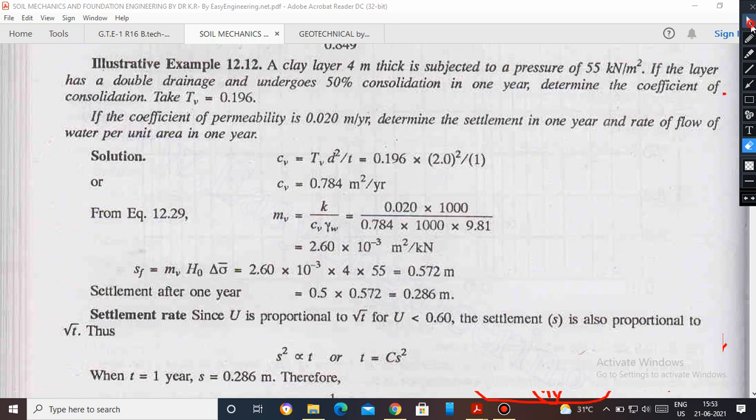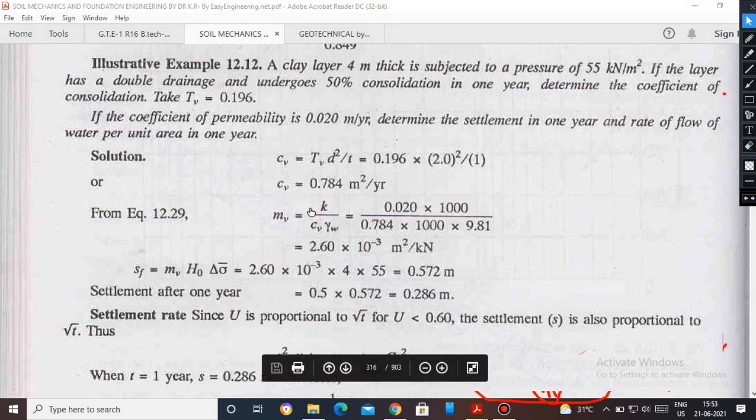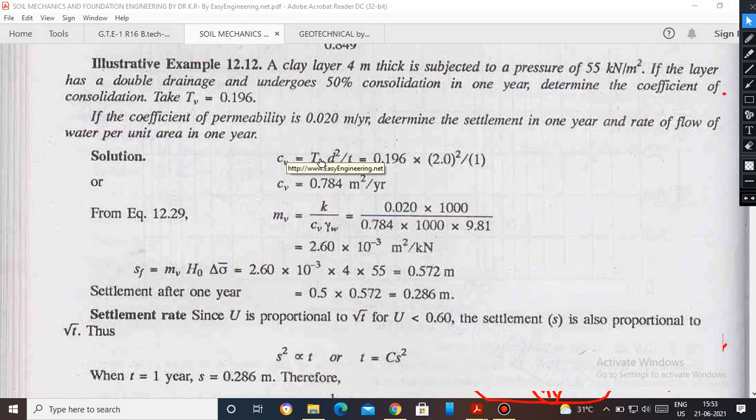In this way, we can calculate for different types of clay layers how the coefficient of permeability is happening. First we have to calculate the Cv. The Cv we can take from the time factor Tv, or otherwise K by mv gamma w; from this relation also you can take this value. In this way, we will calculate the consolidation of the soil mass for different types of soil drainage.